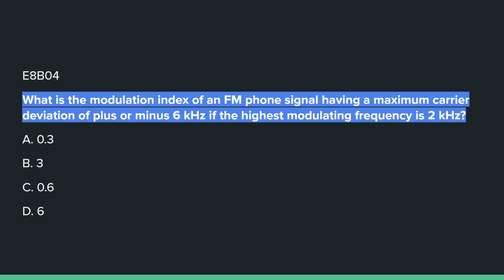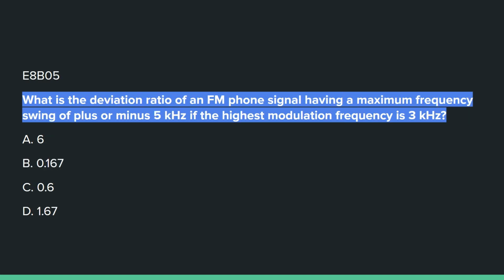E8B04, what is the modulation index of an FM phone signal having a maximum carrier deviation of plus or minus 6 kHz if the highest modulating frequency is 2 kHz? Answer is B, which is 3. E8B05, what is the deviation ratio of an FM phone signal having a maximum frequency swing of plus or minus 5 kHz if the highest modulation frequency is 3 kHz? D, 1.67.